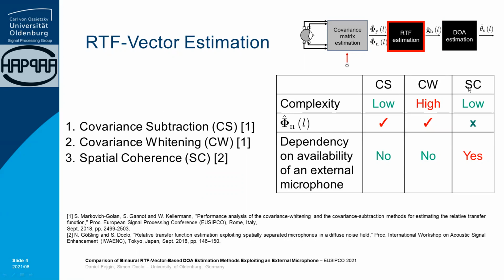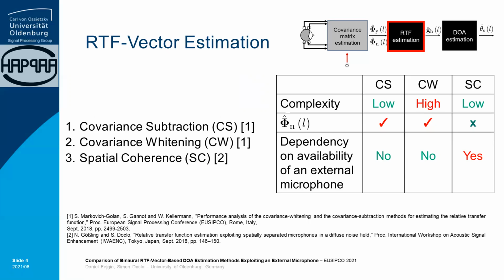Applying covariance subtraction yields an estimate that is obtained from a matrix where the covariance matrix of the noise is subtracted from the covariance matrix of the speech plus noise. From this resulting matrix, one is then simply extracting a column and normalizing it.